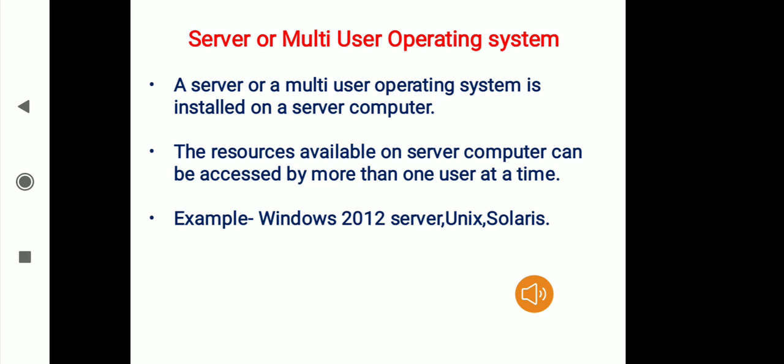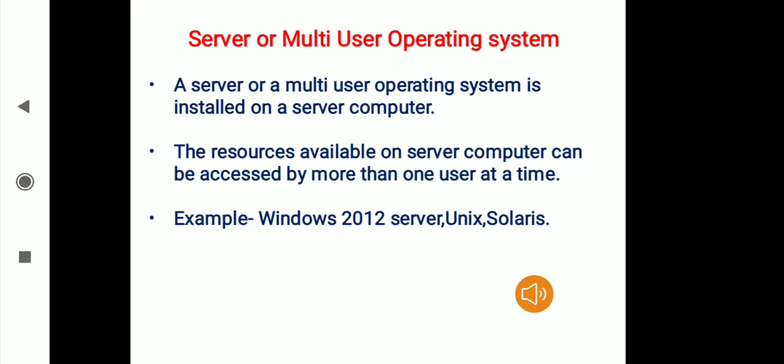The second type of operating systems is the server or the multi-user operating system. Now before I explain the server or multi-user operating system, let me explain what a server is. The server is a computer at a remote location, or it can also be a centralized computer where all the computers will be connected to it. And those computers which are connected to the server are known as the client computers.